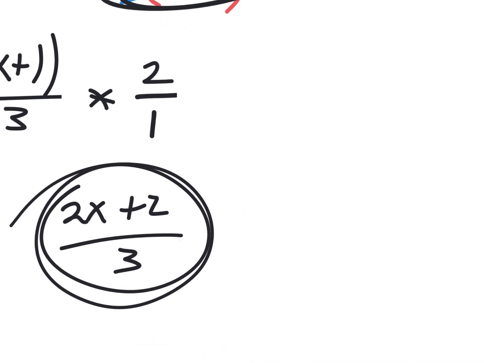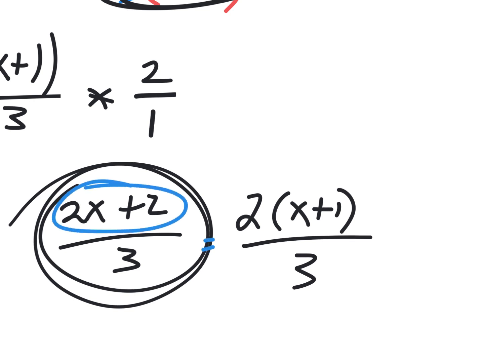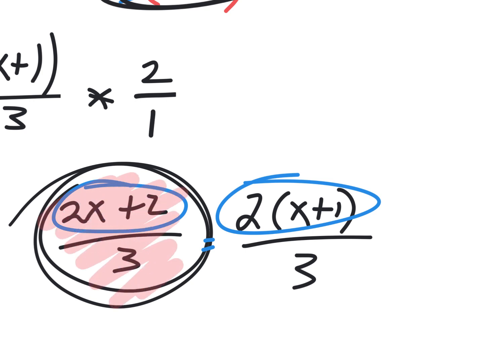Now, could you have left it like this? 2 parentheses x plus 1 over 3? Well, yeah, because my favorite rule is if you can factor it, you should. And this factors to this, that I think is even better. So if you answered it in either the red way or the blue way, I'm good with either one.